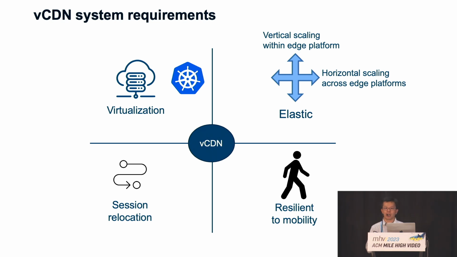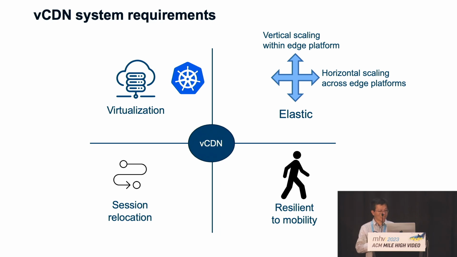And the mobile network has a particularity: the mobile user may move between cells, and that triggers the handover procedure. The handover and mobility events may cause packet loss or disconnection for a period of time. So the VCDN system is required to be resilient to these events to ensure smooth video playback.